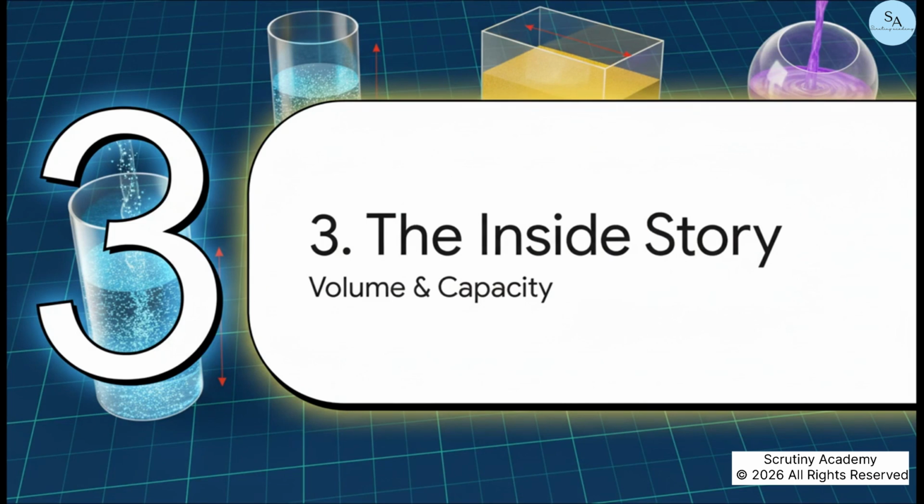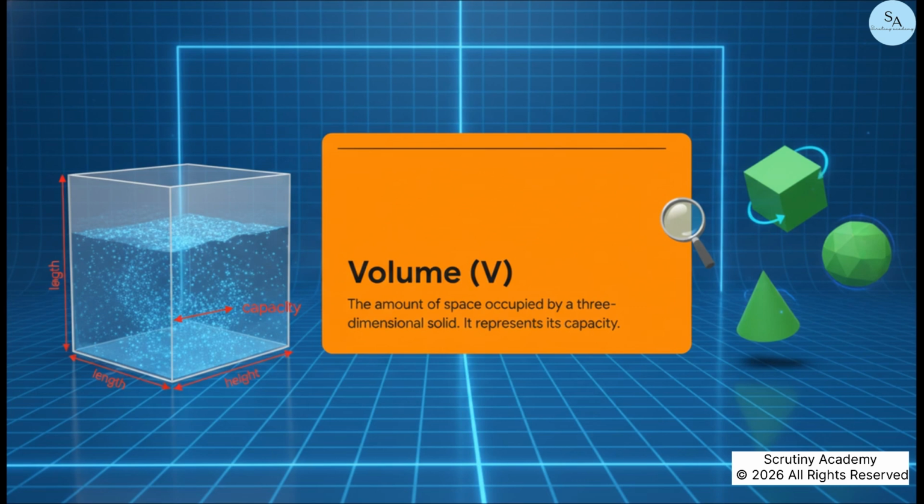Let's move from the skin to what's inside. Now we're talking about volume, which is all about how much stuff an object can hold. Simply put, volume is just the amount of 3D space an object takes up. In other words, its capacity.